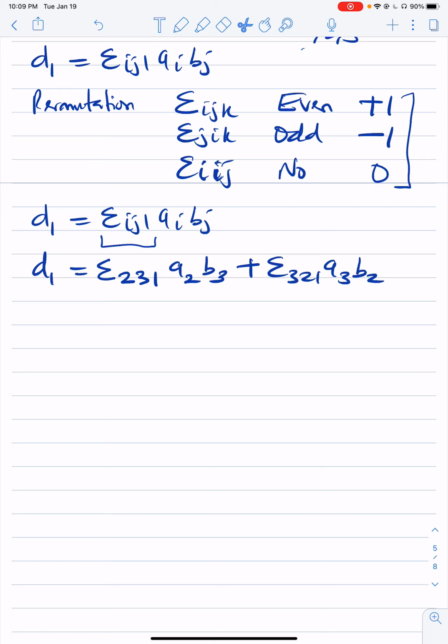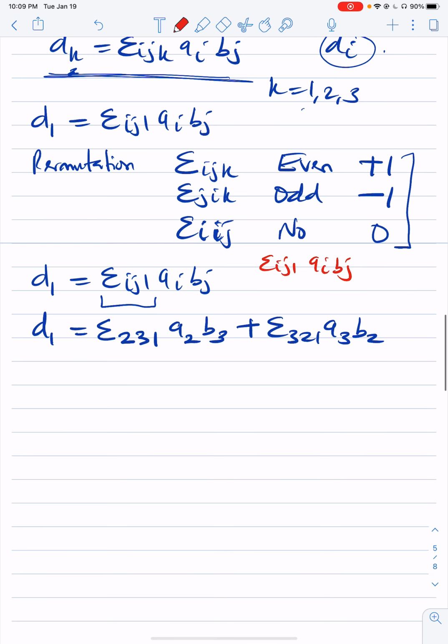So we have epsilon_ijk. Let me use a different color to just give one. So we have epsilon_ij1 A_i B_j. This is actually the original expression already, but we've already substituted for 1. We'll do that for 2 and for 3. But knowing fully well that if you substitute 1 for k here, k already equals 1, right?